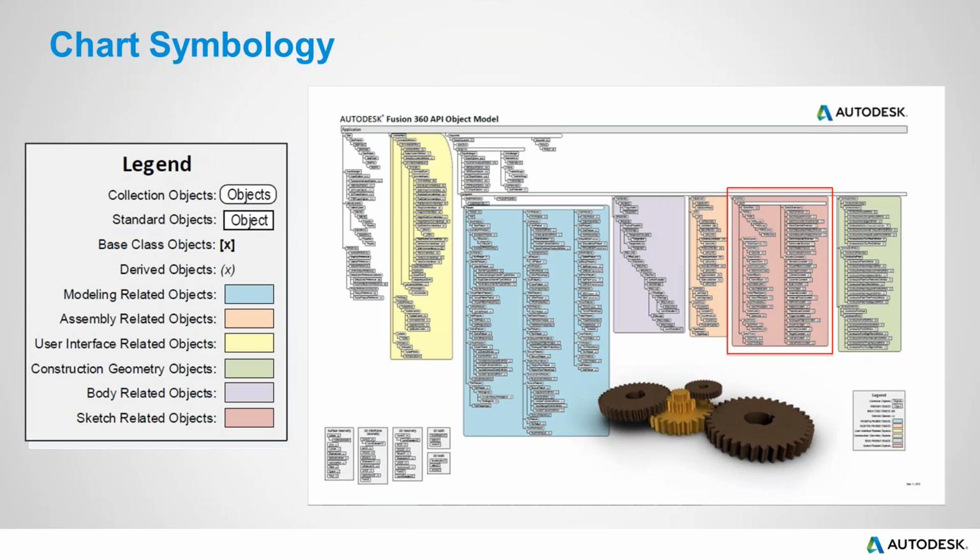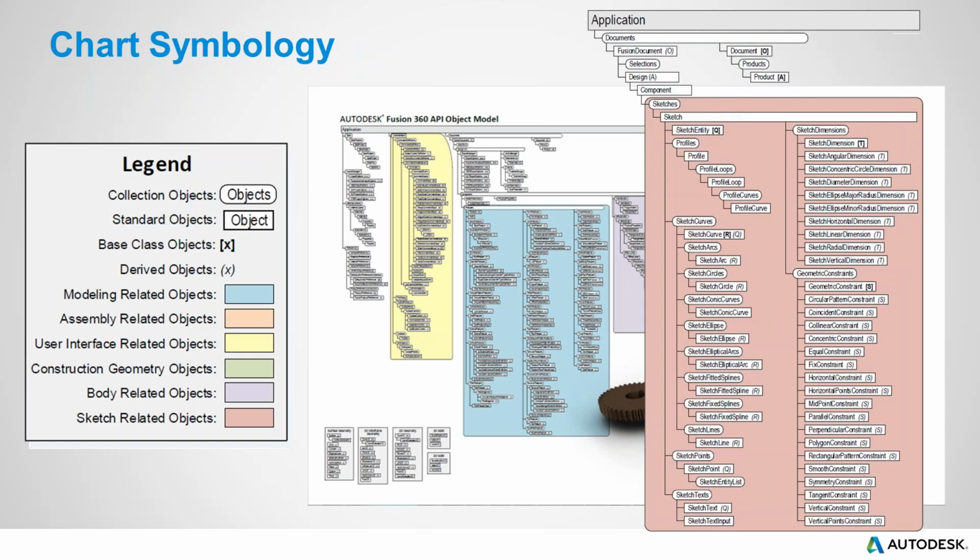So there's a legend on the chart, and let's zoom in on the sketch portion of the legend. Every box on here is an object, but some are called collection objects, and those have these rounded boxes. So we've got all these objects, and some are collection objects. And then there's also this notation where there's a letter inside brackets and it's bolded, or there's a letter inside parentheses and it's not bolded and in italics.